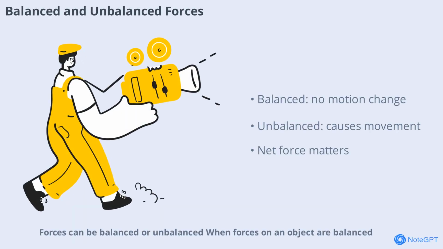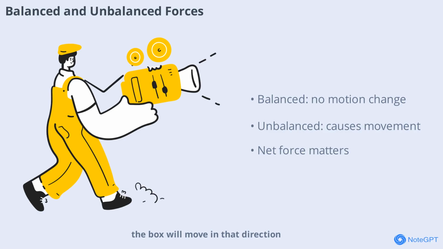Forces can be balanced or unbalanced. When forces on an object are balanced, there's no change in motion. If they're unbalanced, the object will accelerate in the direction of the net force. For example, if you and a friend push a box from opposite sides with equal force, it won't move, but if one of you pushes harder, the box will move in that direction.